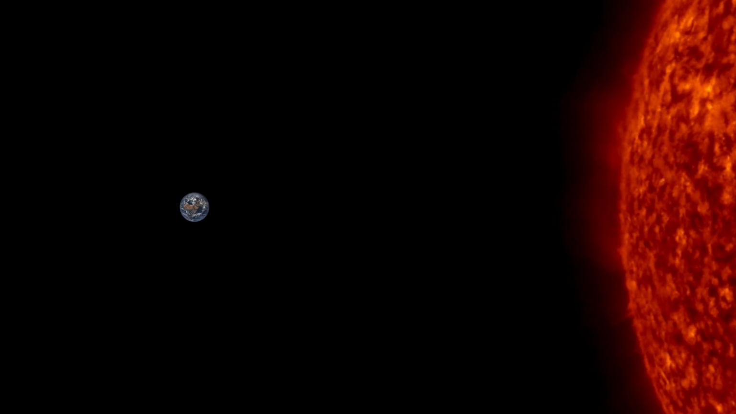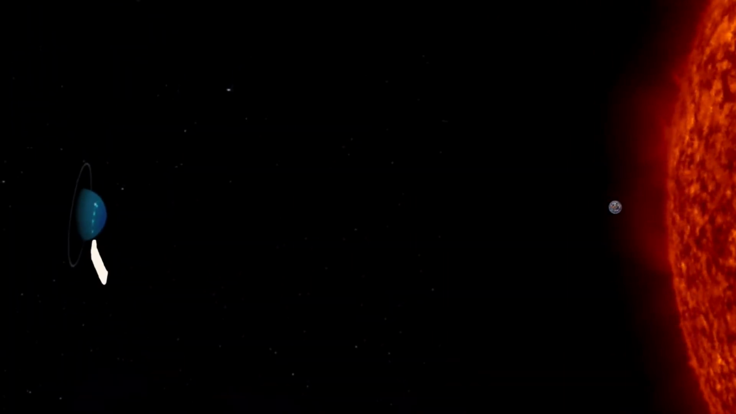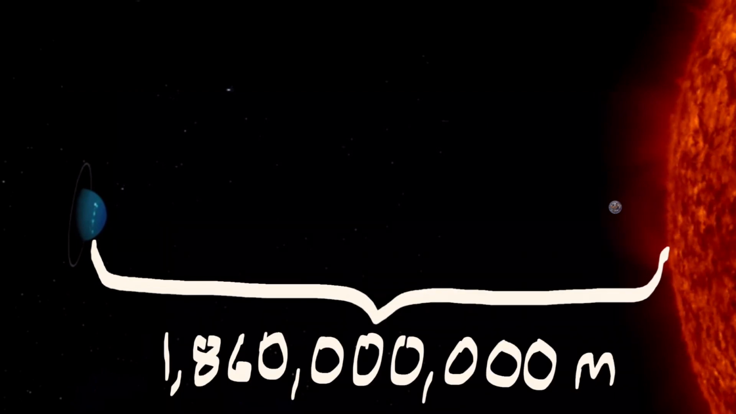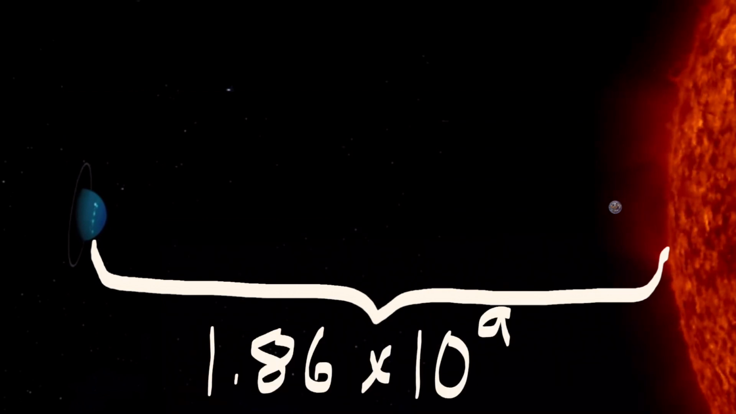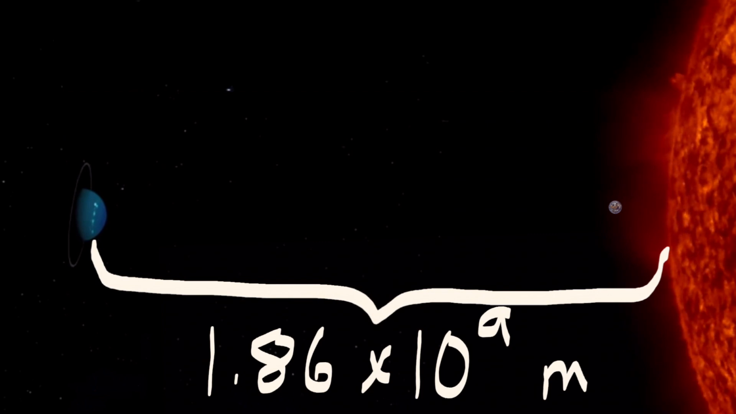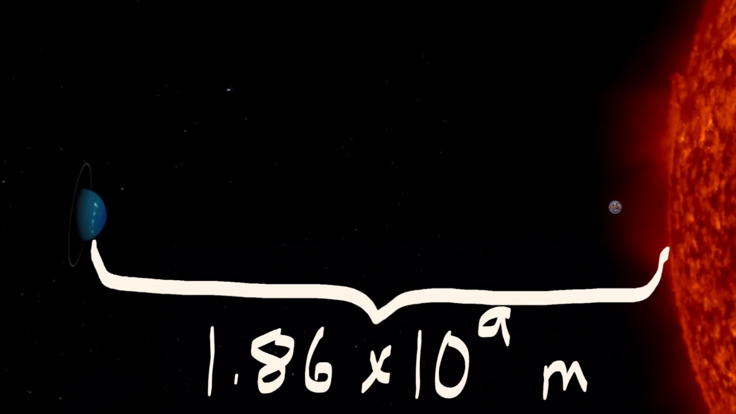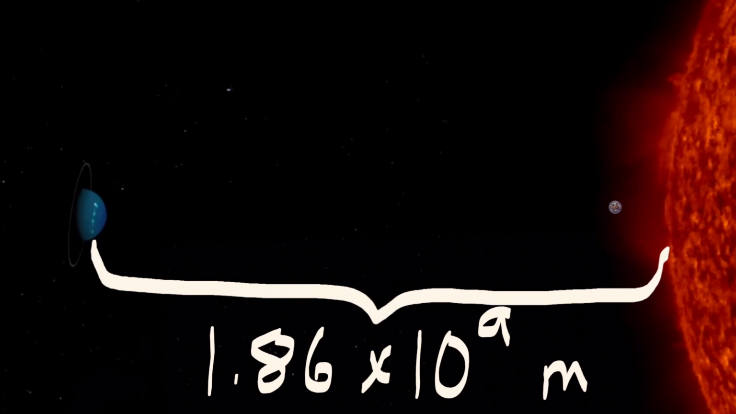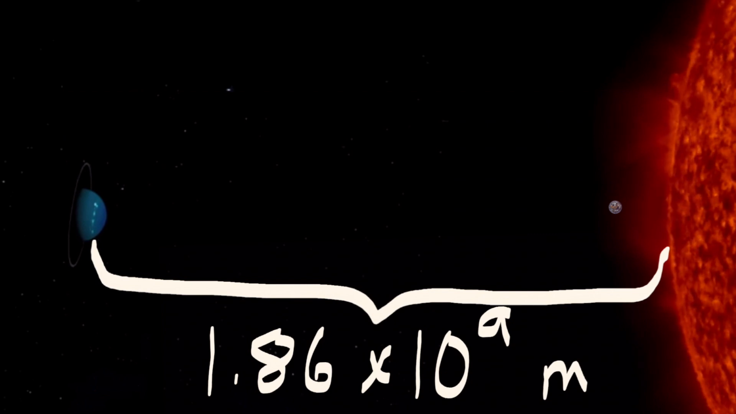Something much closer might be the planet Uranus. What if someone told us that Uranus is approximately 1,860,000,000 miles away from the Sun, which would be written 1.86 times 10 to the 9th in scientific notation? And what if we wanted to get a feel for how much further Uranus is from the Sun than Earth is? One way to do that might be to convert 1.86 billion miles into astronomical units. How would we do that?